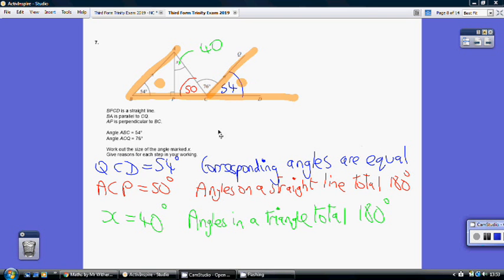Question 7. Now there are a number of different ways of getting to x being 40 degrees. So as long as you have explained each step of your working, you get full marks even if you've done it a different way.